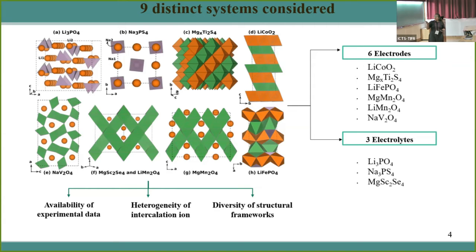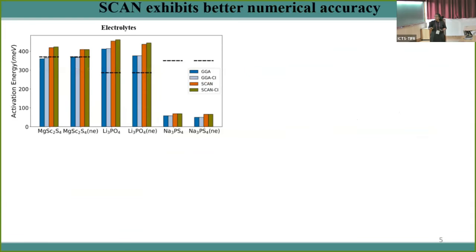So we try to vary the first handle, that is the functional, in the case of electrodes, and look at how all 3 handles affect the accuracy in the case of electrolytes. Some of the common observations with respect to electrolytes are given here. So we have the barriers that are plotted for all the 3 electrolyte systems taken.